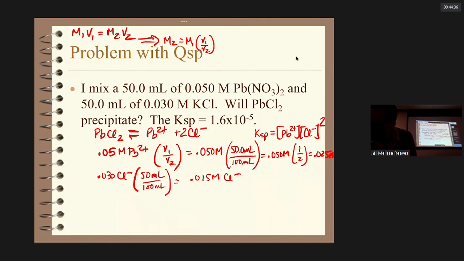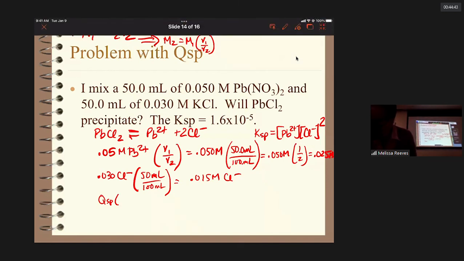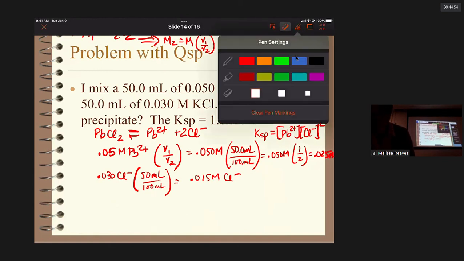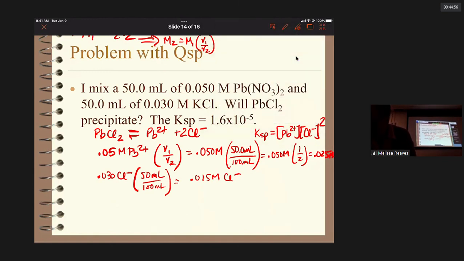Okay, so now let's work this QSP problem. QSP, well, I want an undo button here. I really don't like the fact there's no undo button. All right, my QSP is my lead concentration, and we figured that out over here, 0.025.